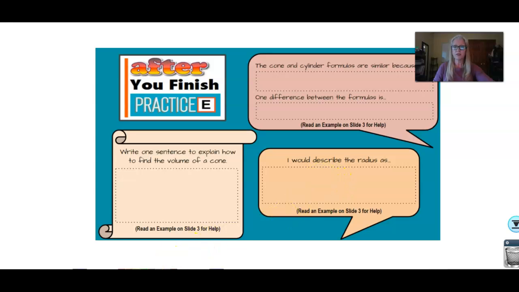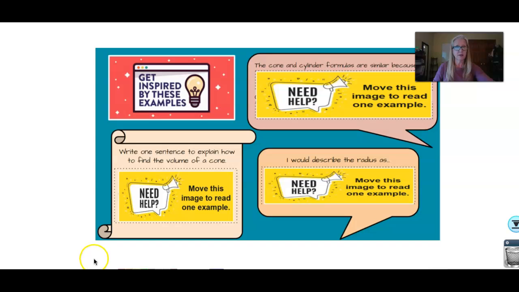Now, if you don't really know what to put in these, we've provided example responses on the next slide. All you do is you move this little image, or move this one, or move this one to get a sample answer.